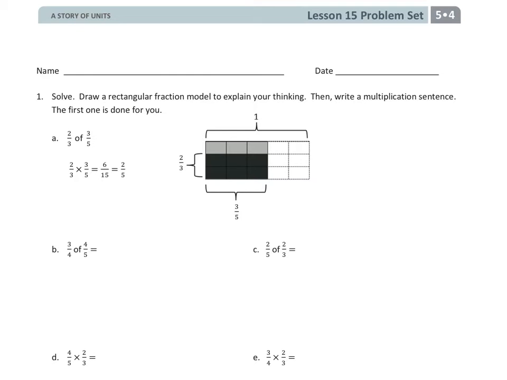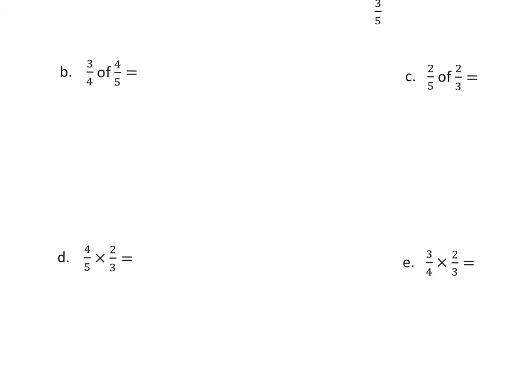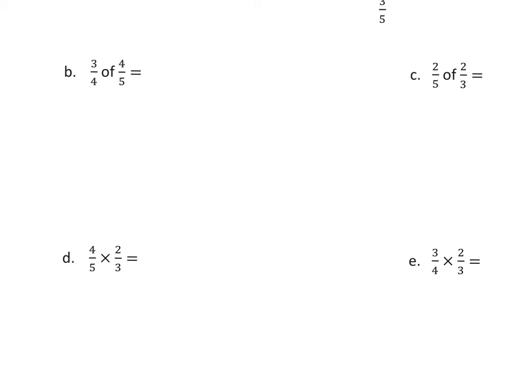All right, for this lesson, we're going to go ahead and read the directions for number 1. Same as the other lessons, we're going to solve. We're going to draw a rectangular fraction model to show our thinking, and we're going to write a multiplication sentence. So let's zoom in or go down to 1b. We have two non-unit fractions. We have 3/4 of 4/5. So we're going to write our number sentence out. We have technically 3/4 times 4/5. That is the expression we're trying to solve.